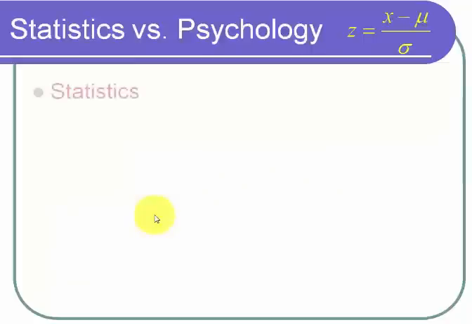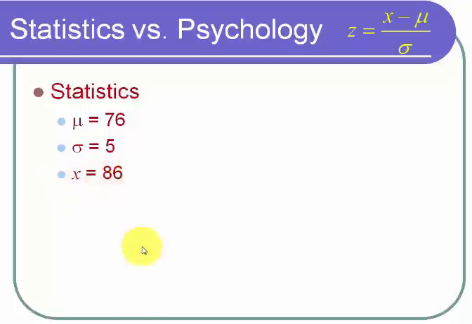So for statistics, the mean was 76, the standard deviation was 5, and Juan's score was 86. So let's calculate the z-score, which is the observed value, 86, minus the mean, 76, divided by the standard deviation, 5. I put that into my calculator, and I got 2.